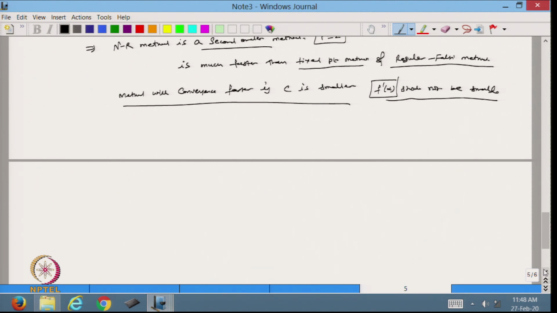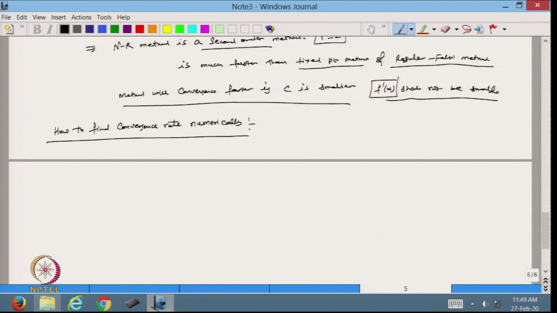Now, we have discussed the various methods. So, let us see how we can find the order of convergence when we are dealing with codes. So, this is how to find the convergence rate numerically. Suppose we make the code for Newton-Raphson, for the fixed point, for the regula falsi. In all the cases we will want to see how we can find the rate of convergence numerically. So, how will we do that?